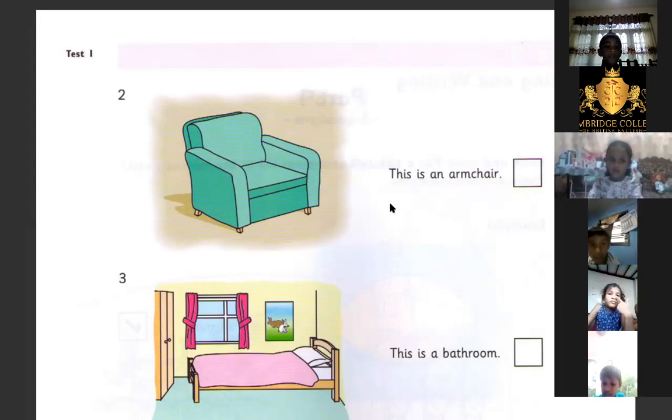This is an armchair. So you can see, yes, it's an armchair.